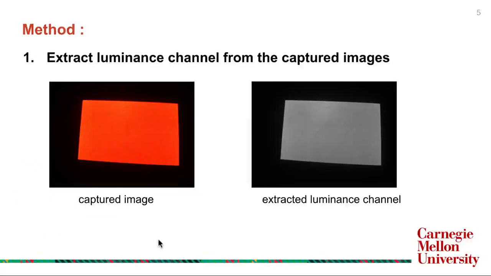After each capture, we extract the luminance channel of the image. This is because most of the intensity variations in the interference pattern can be observed from the luminance channel alone, and we don't get much information from the chrominance channels. So to improve the computational time significantly, we can use just the luminance channel.